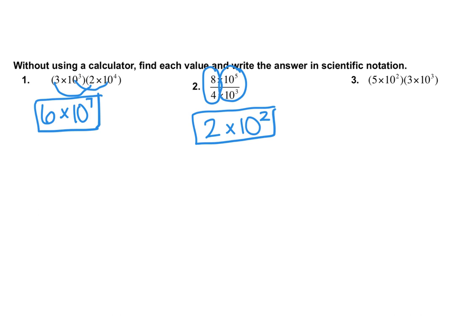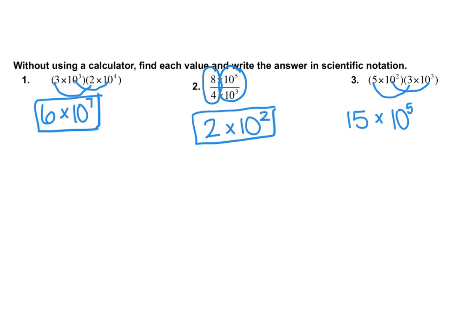Now for our last one, again, we're multiplying these together, and I will have then 15. I'm going to add my exponents together because I'm multiplying exponents of the same base. I'm adding my exponents, times 10 to the 5th power.